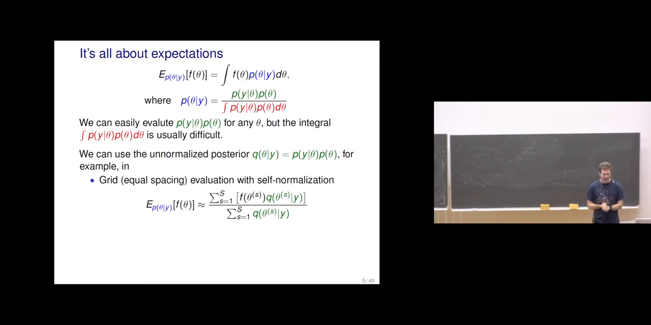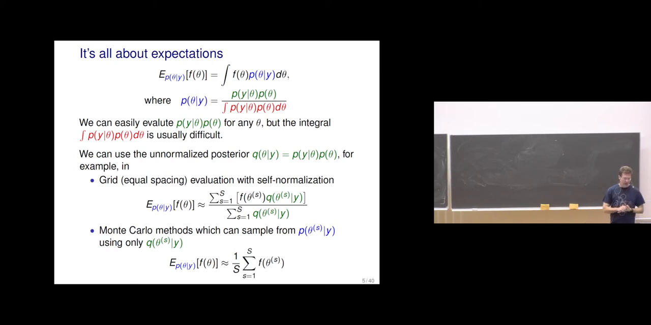And sometimes there is actually a kind of self-normalization. Last week I discussed grid evaluation with self-normalization. If you evaluate the unnormalized posterior density on a grid, you can just sum these densities and divide by the sum, and then you have the probability for each grid cell. Here you can see the self-normalization below the line, summing these unnormalized densities. Or in Monte Carlo methods, we have ways which do not require knowing this normalization term, and we get just these posterior draws, and we can just use the empirical mean.